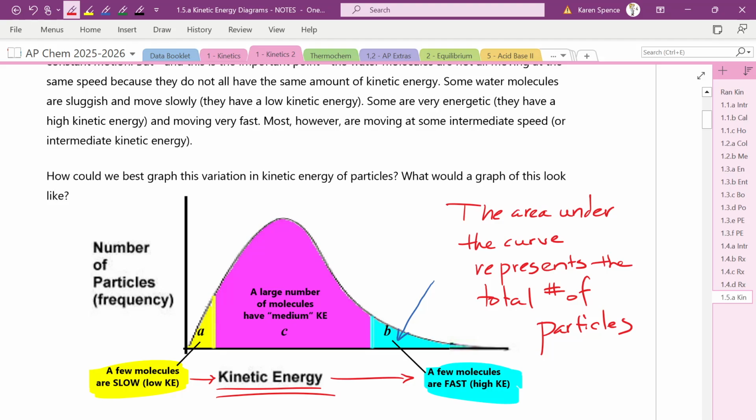Okay, area under the curve represents the total number of particles. Does this graph look familiar? It should. If you didn't do the gases stuff, go back and watch those gases lectures.